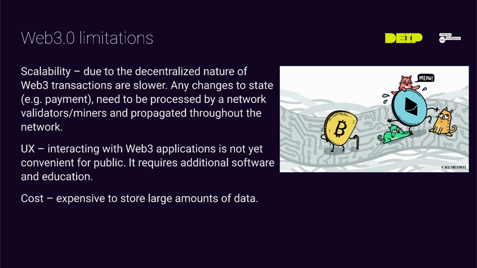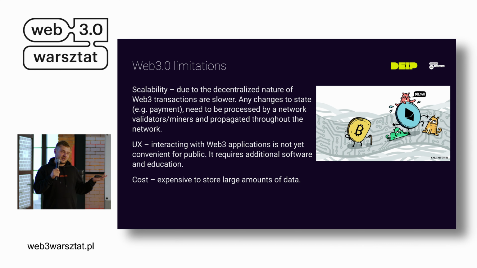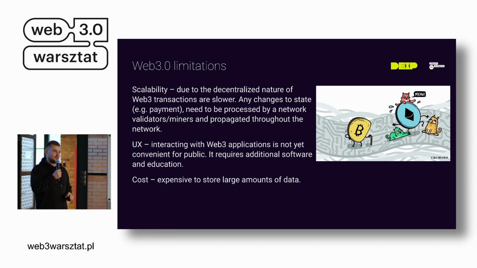The first one is scalability. And it comes from the decentralized nature of Web3, where all transactions should be validated by miners, validators in the network, and then propagated to all the other nodes and users in the network. So it takes time.